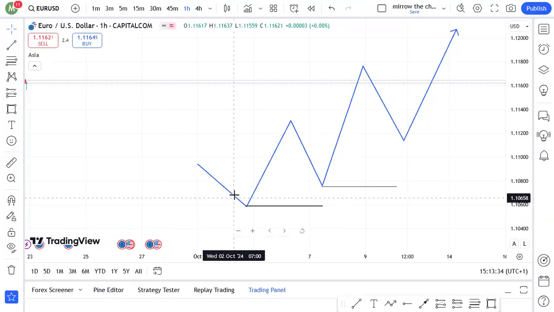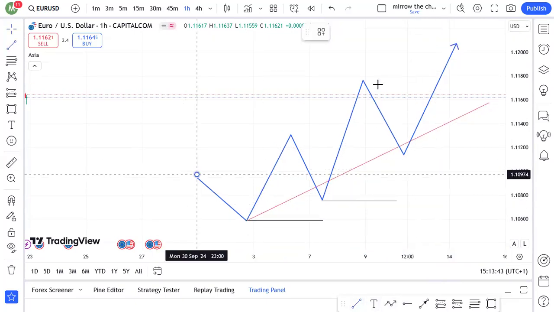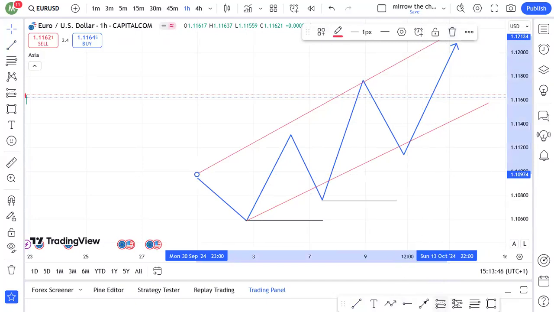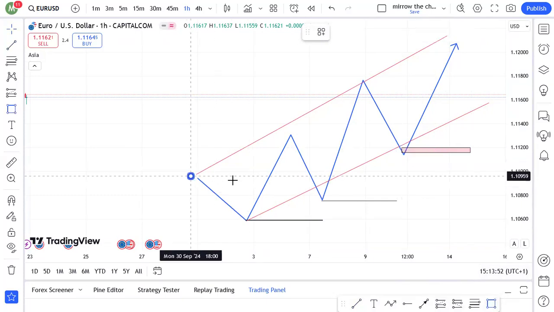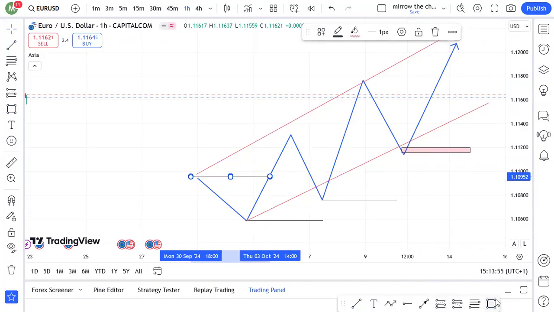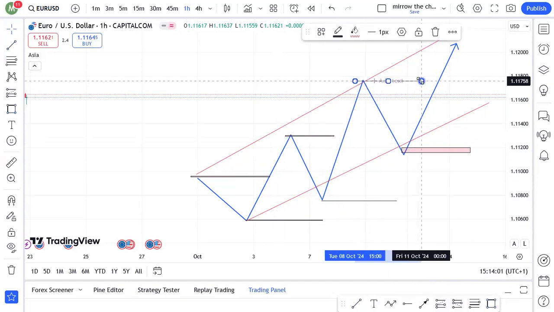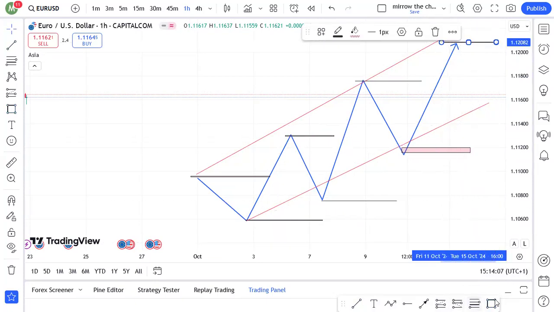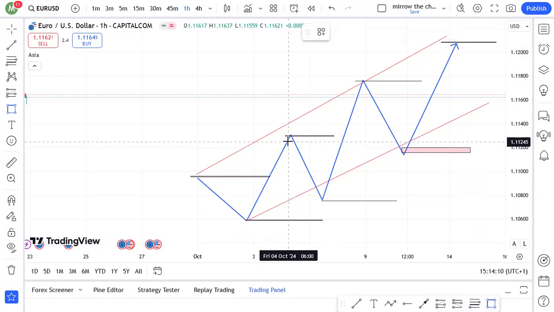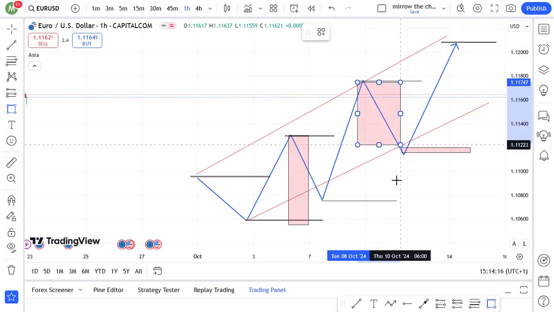We'll talk about market structure and order flow. We talked about liquidity, where liquidity resides: previous daily highs, previous daily lows, weekly high, weekly low, monthly high, monthly low, structural points. We've talked about ranges.